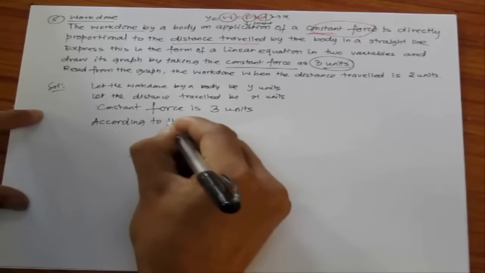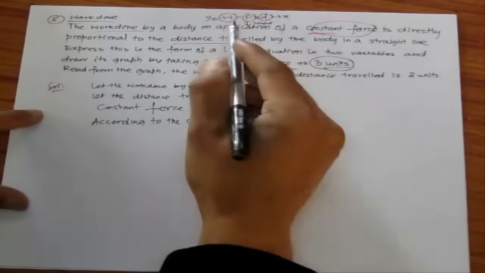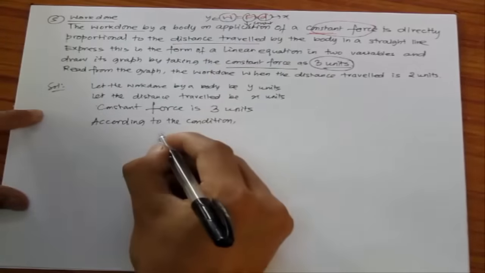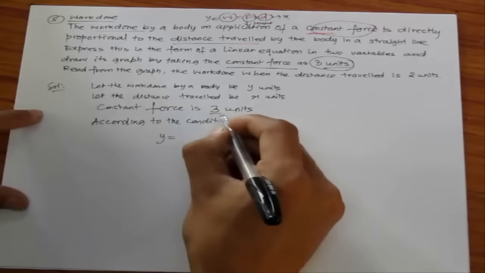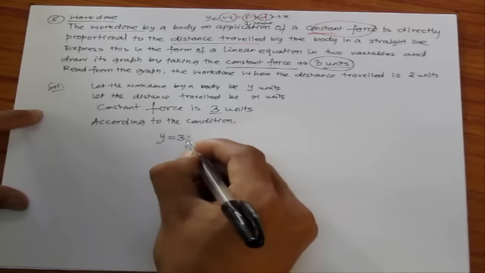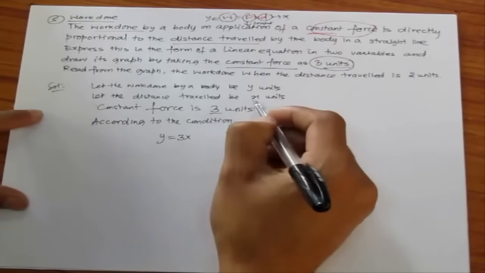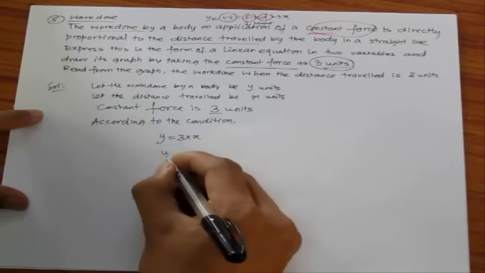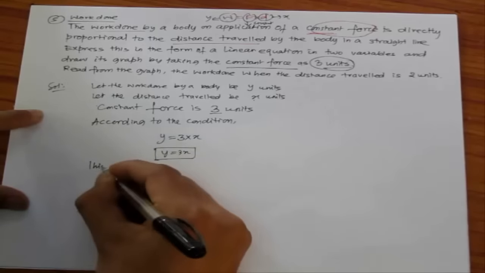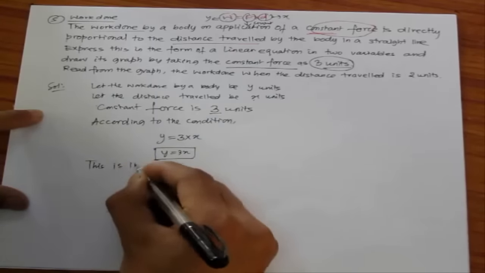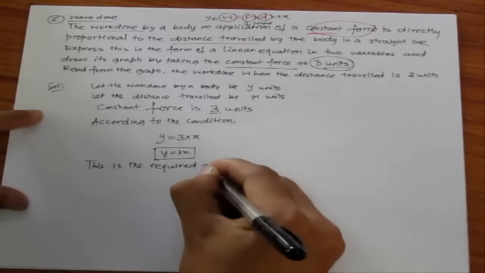Now next, according to the condition, work done equals force into distance. In the place of W you're going to write y, F is 3, and into x, the distance. So it becomes y equals 3x. So this is the required equation.